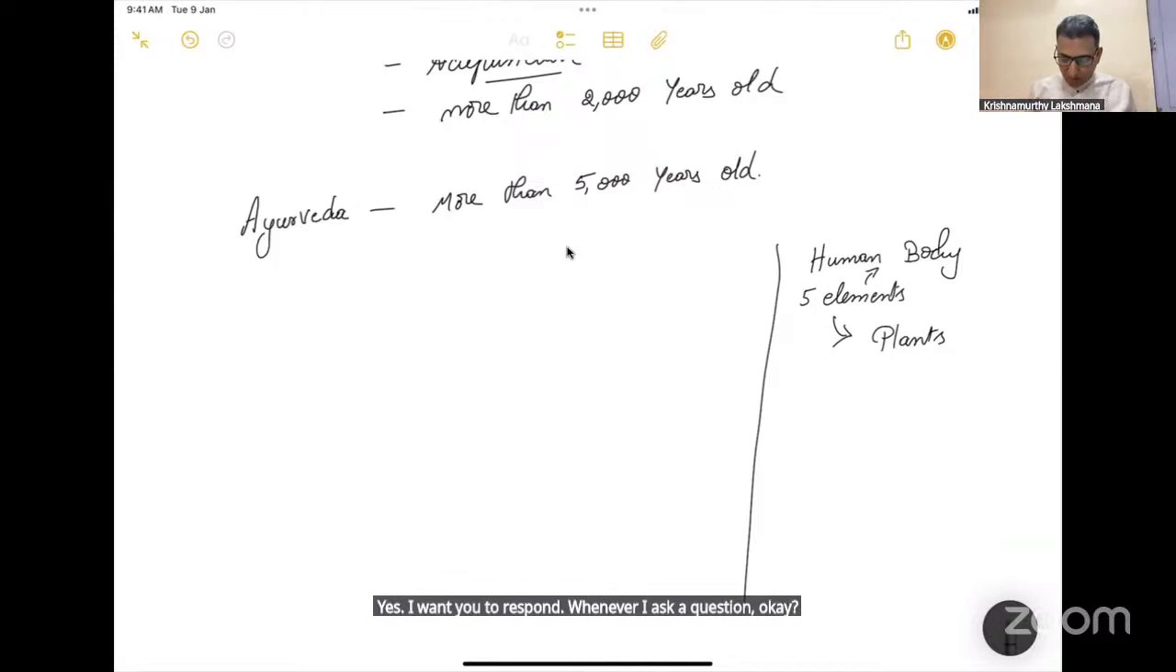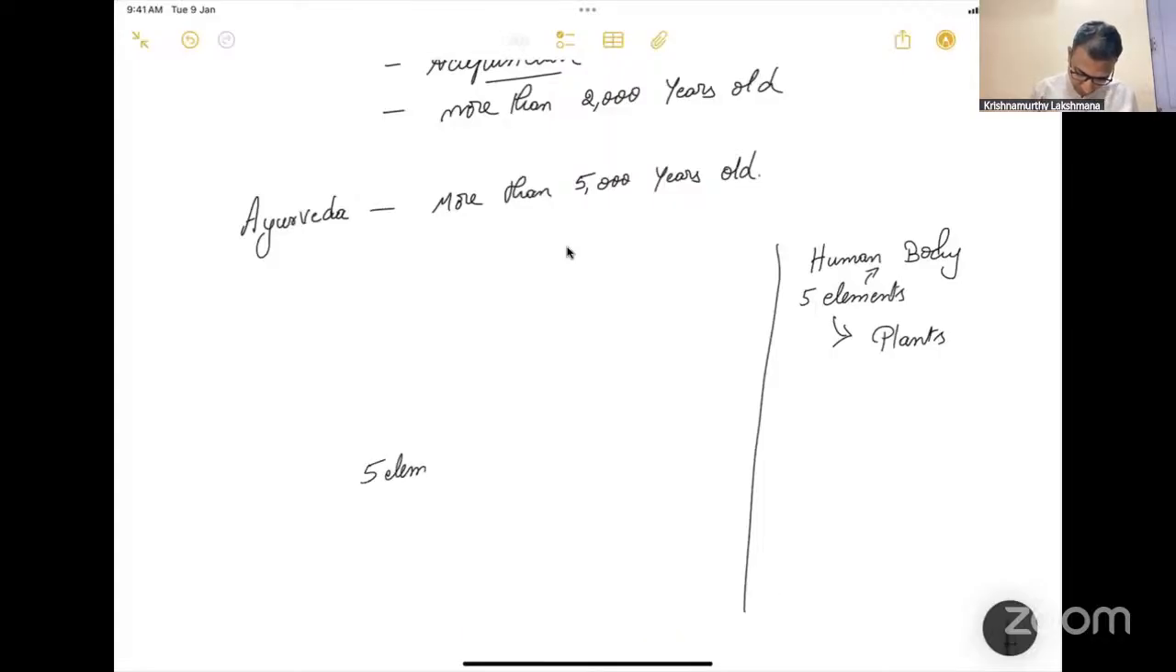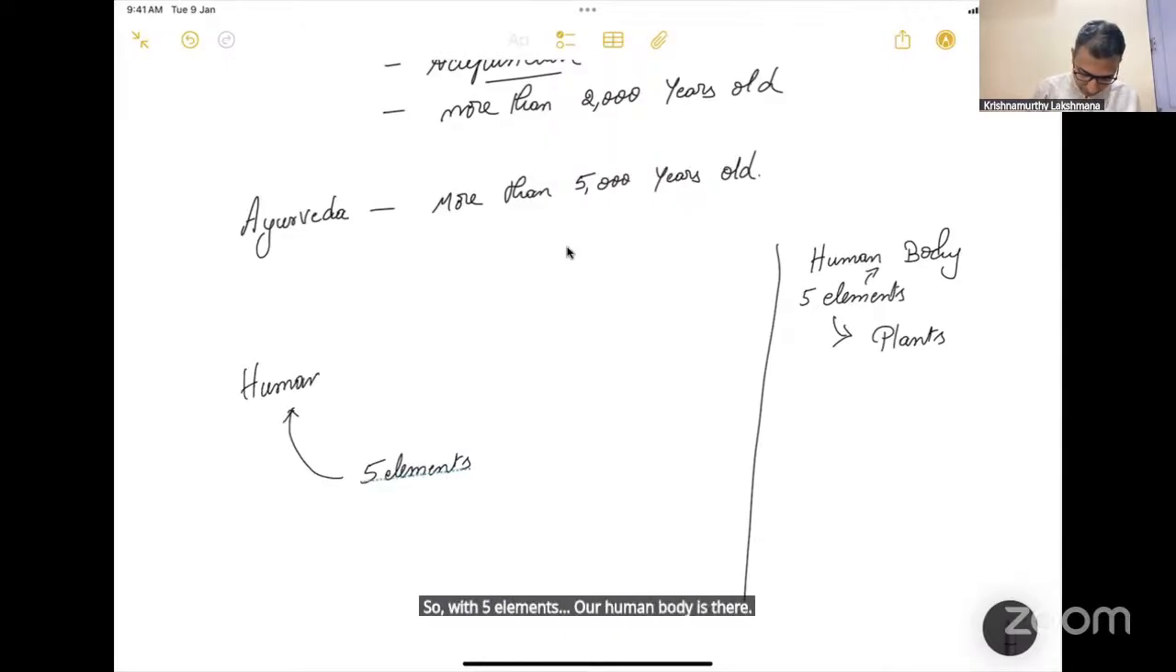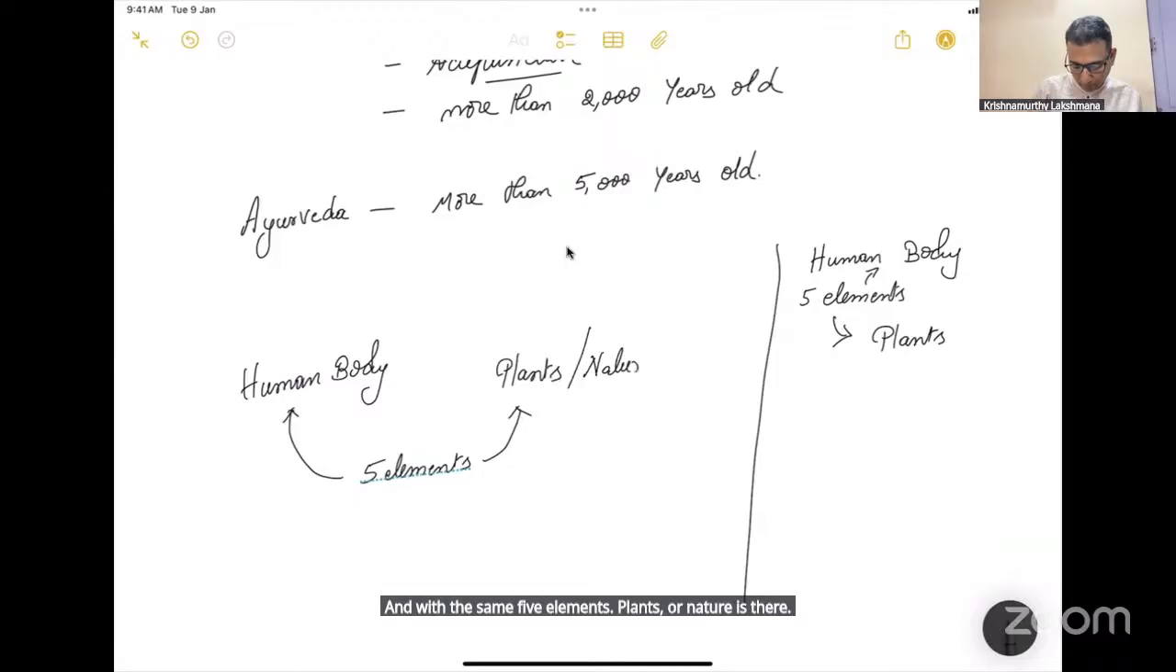Okay, fine. So I will write it here. With 5 elements, our human body is there. And with the same 5 elements, plants or nature is there. Now, if there is any imbalance of the 5 elements in our body, what do we use? We use nature or plants to bring balance into our body.